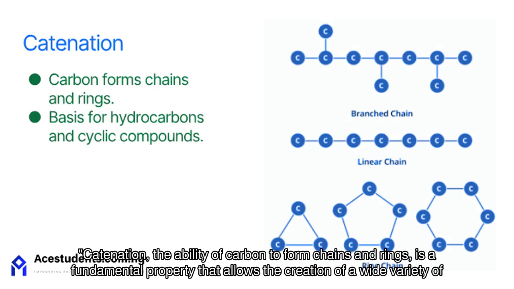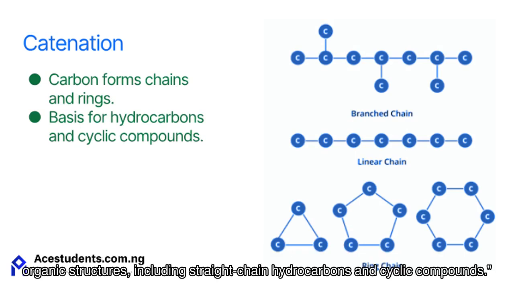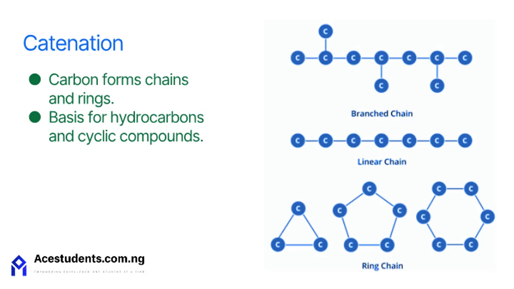Catenation, the ability of carbon to form chains and rings, is a fundamental property that allows the creation of a wide variety of organic structures, including straight-chain hydrocarbons and cyclic compounds.